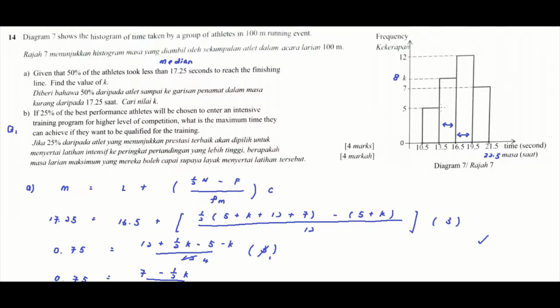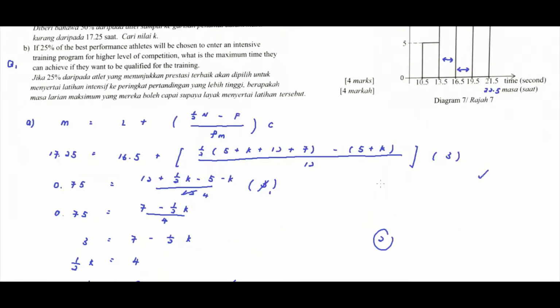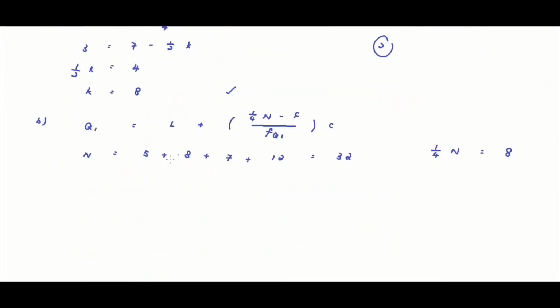Then after that, the sixth data until the 13th data is actually in the second class. So we want to find the 8th data here, which means our Q1 class is between 13.5 to 16.5. So that's the idea. Our lower boundary here, maybe you can write down: the Q1 class is going to be 13.5 to 16.5.